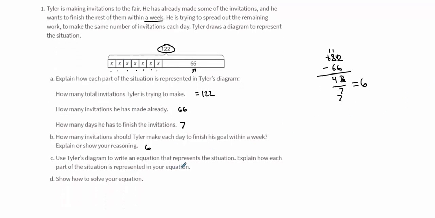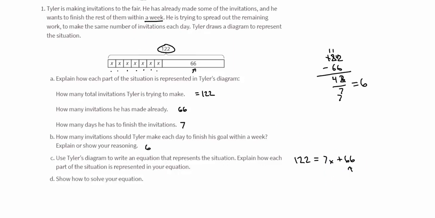Part C says use Tyler's diagram to write an equation that represents the situation and explain how each part of the situation is represented in your equation. So our equation would be 122 is the total, and that equals 1, 2, 3, 4, 5, 6, 7 x's plus 66. So the 66 is the number of invitations he's made already. 122 is the total he wants to make. And 7 days in a week times some number of invitations. This is the some number of invitations he needs to make, and 7 is the days in the week.